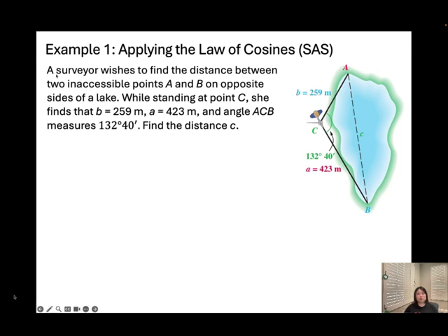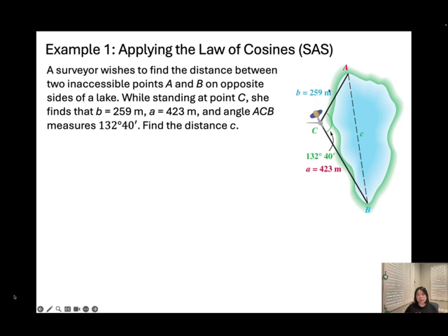Example 1. A surveyor wished to find the distance between two inaccessible points A and B on opposite sides of a lake. Okay, point A and then point B. While standing at point C, she finds that b equals 259 meters, a equals 423 meters, and the angle ACB measures 132 degrees 40 minutes, and we want to find the distance c.